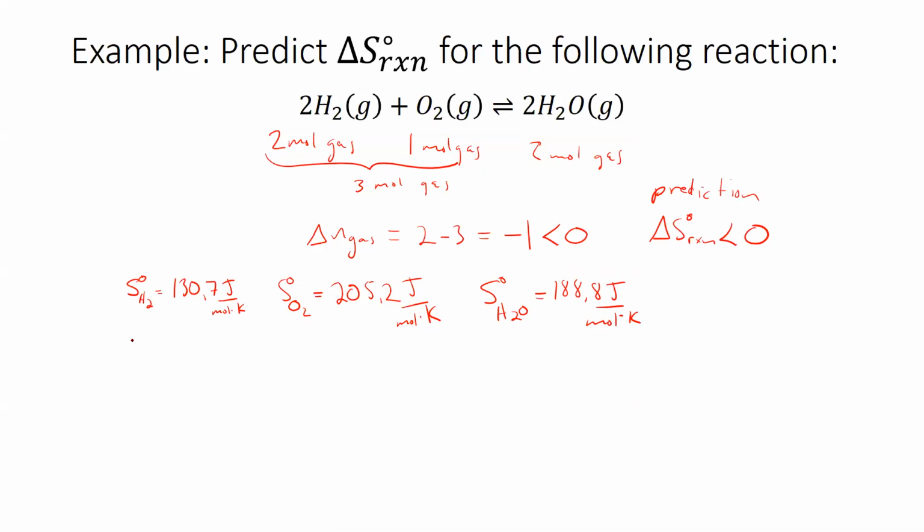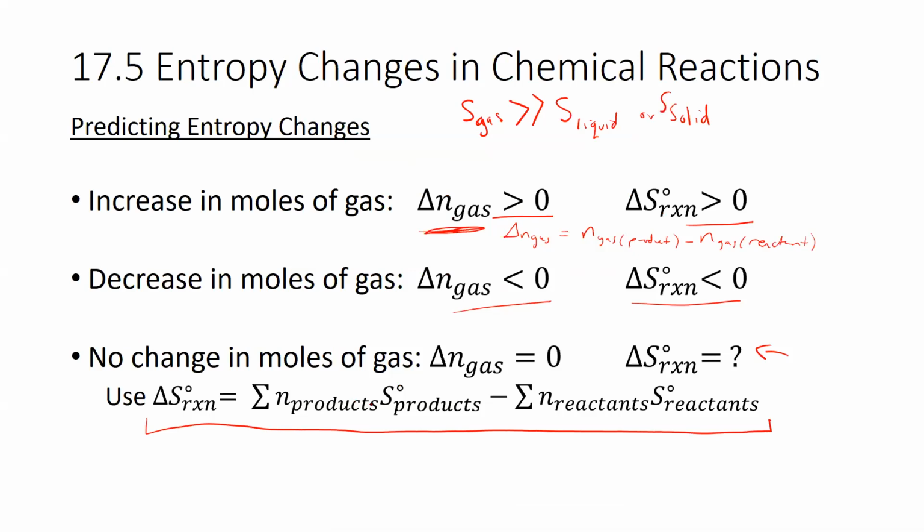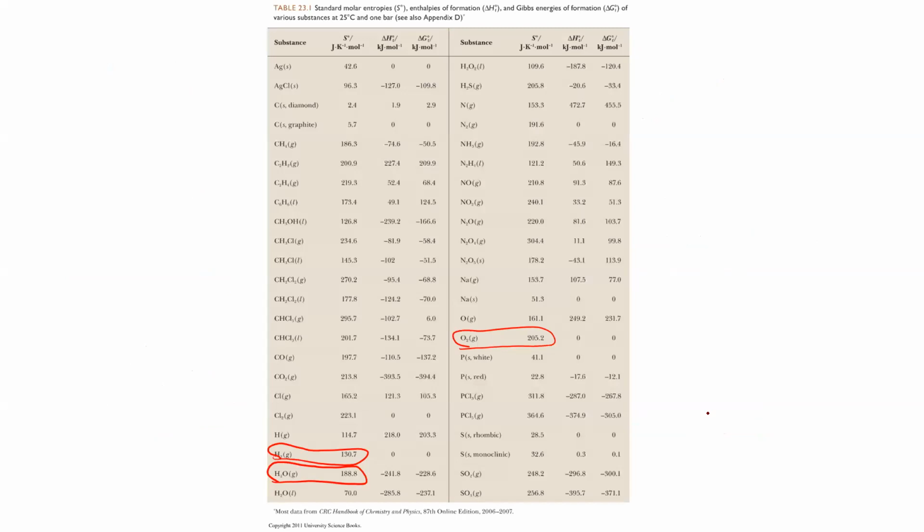Okay. And so now all we have to do is use that equation. So this equation here, right? This is the equation we want to use: the sum of the stoichiometric coefficients of the products times their standard molar entropies, minus the sum of the stoichiometric coefficients of the reactants times their standard entropies, and we can do that here.